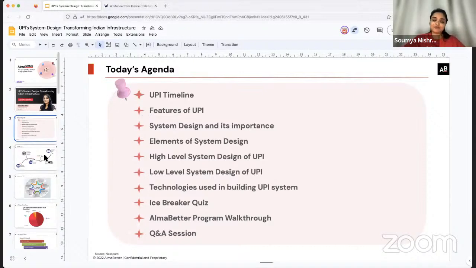Let's get started. Before we talk about the timeline of UPI, can you tell me what is UPI? Anybody? What do you understand by UPI? When you hear the term UPI, I'm sure all of you have used UPI, right? What do you mean by it? Very good. Unified Payments Interface.